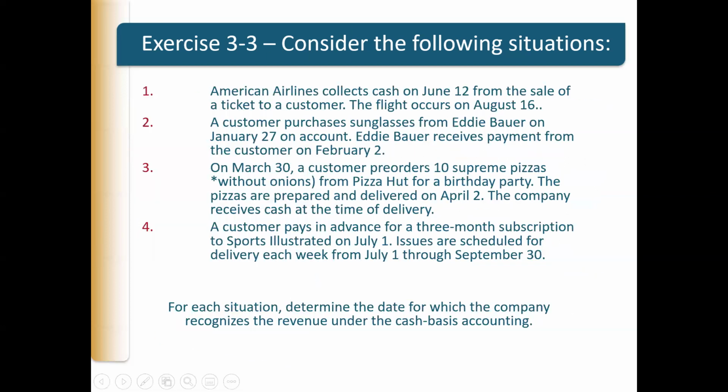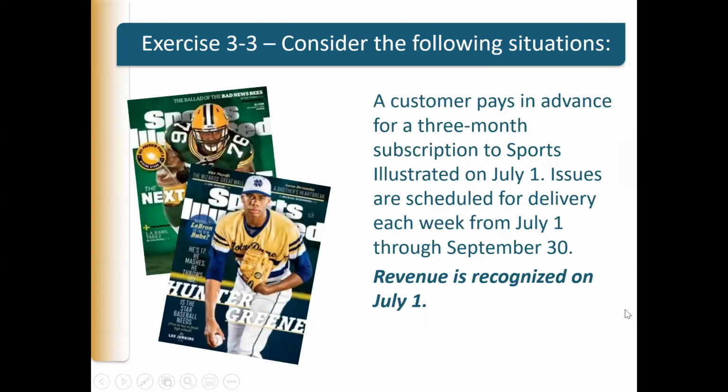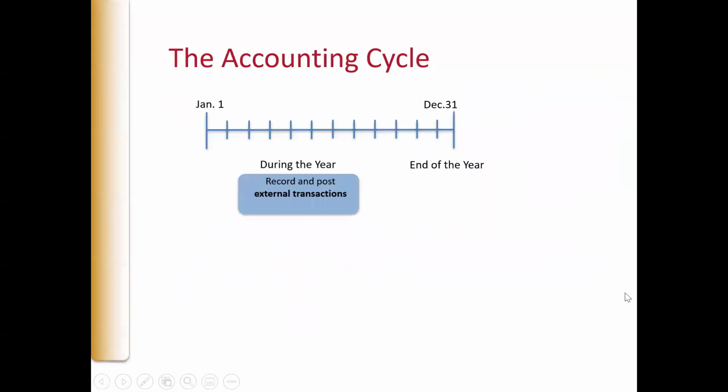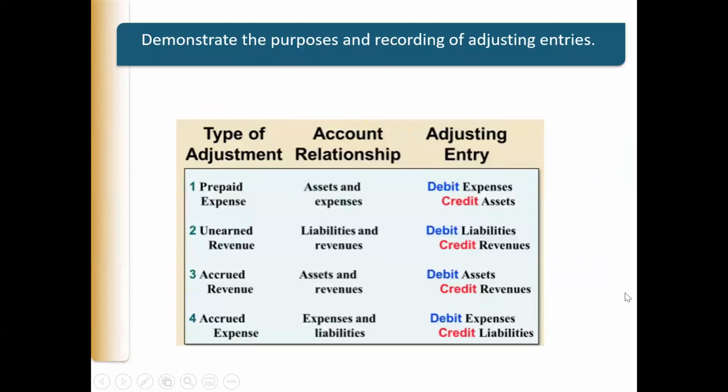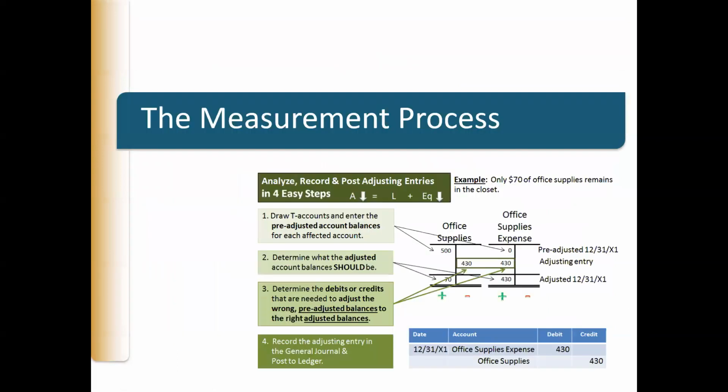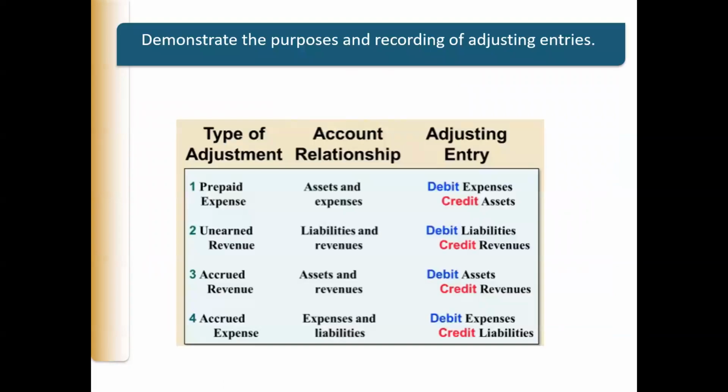Okay. So now what we're going to do is talk about something called adjusting journal entries. Throughout the period, be it a year, we're recording transactions as they occur. And these transactions are what we call external transactions. They're happening outside the company. These adjusting journal entries happen because within the company, we realize we need to make our books current.